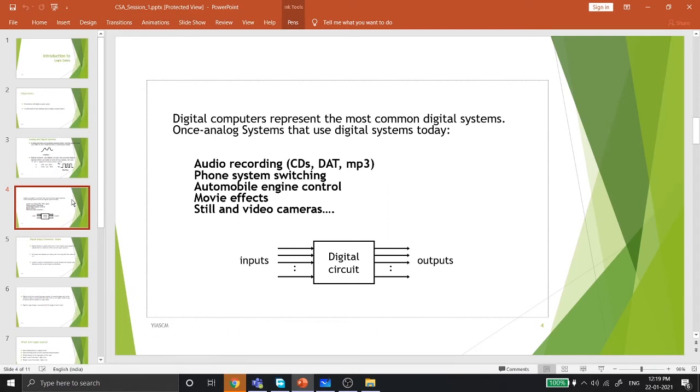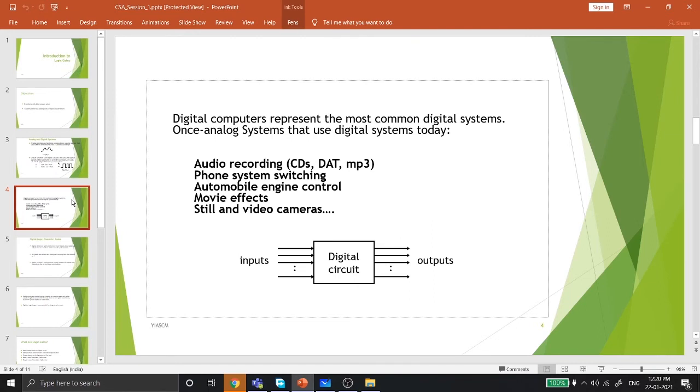And we use digital circuits for audio recording, phone system switching, automobile engine control. In cars, in earlier days we had analog, mechanical circuits, but nowadays we have something called OBD, the onboard device. It's a computer. All of our modern cars are controlled by a computer. The engine, the oxygen that goes into the engine, the carbon dioxide that comes out, everything is monitored and controlled with a computer. There is a computer in your car. Your car is not just a mechanical device, it's also an electrical digital device.